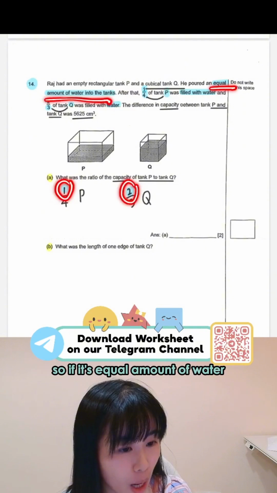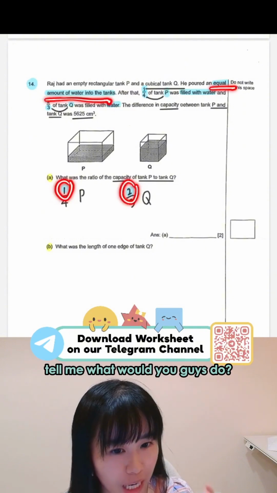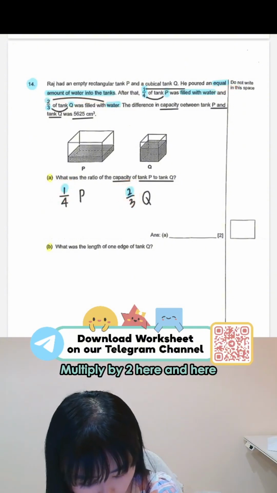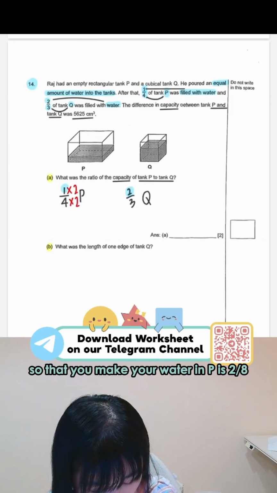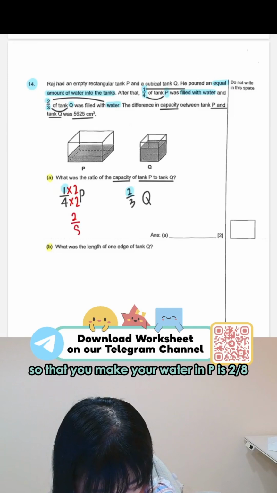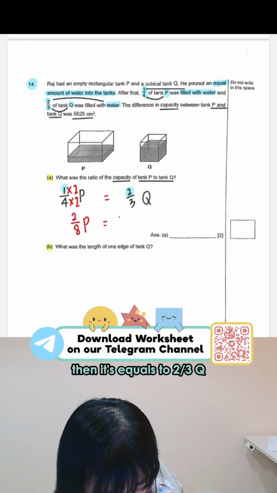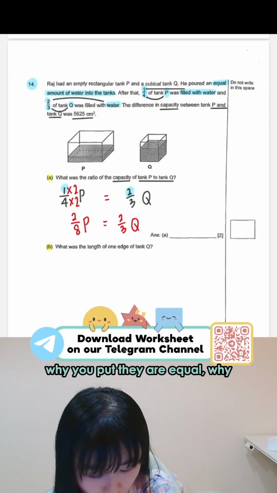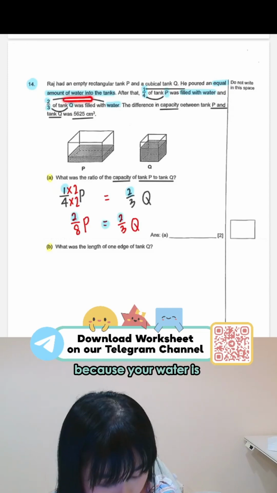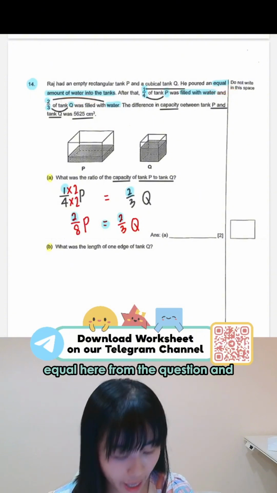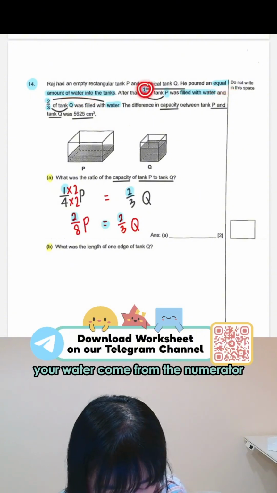So if it's an equal amount of water, what would you do? Multiply by 2, here and here. Why multiply by 2? So that the water in P is 2 out of 8, which equals 2 out of 3 for Q. Why do we put they are equal? Because the water is equal from the question, and the water comes from the numerator.